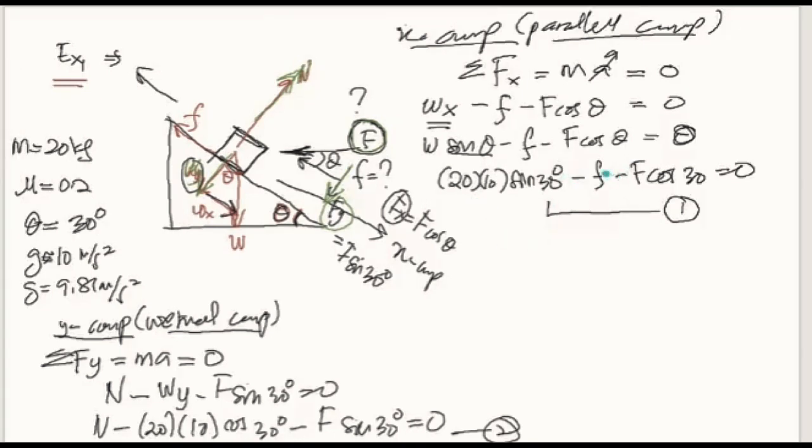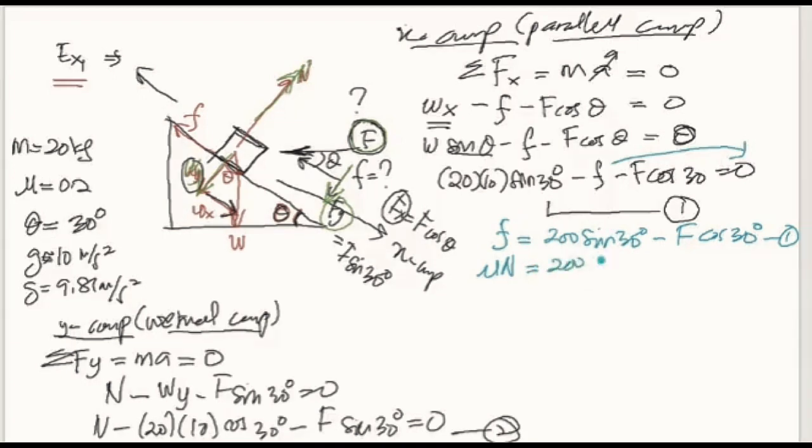So from here, F is equivalent to 200 sin 30 minus F cos 30. That is equation 1. F is equivalent to mu N here, so F equals mu N, 200 sin 30 degrees minus F cos 30. Here we have mu and N, and we want to find F, the force.